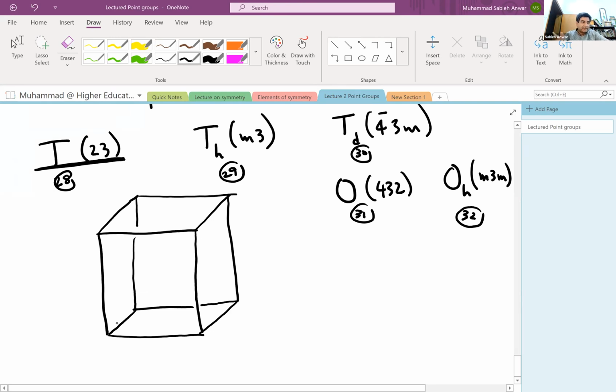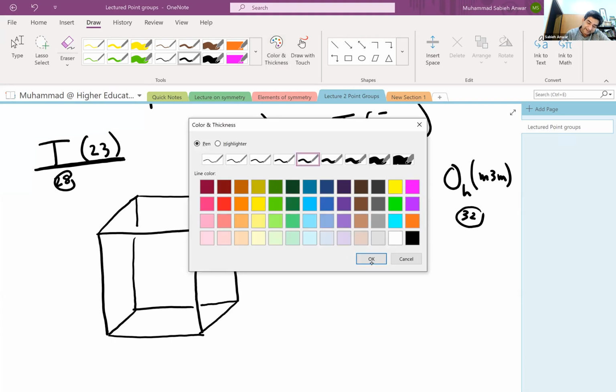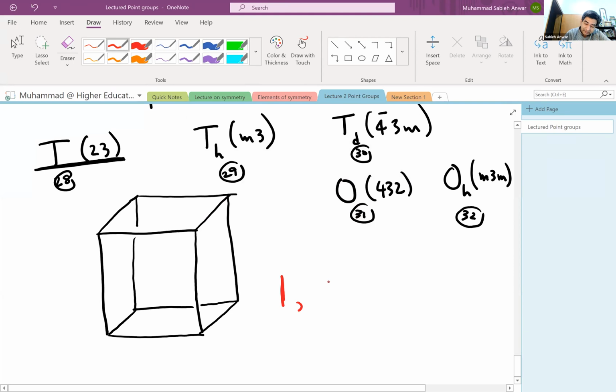Now, the 2-3 point group has the following elements. Of course, it has the identity. The identity is always there. Then it has four 3-axes, four threefold axes. I'm putting the threefold axis in slightly bold. Those threefold axes, and there are four of them, lie along the body diagonal. So I connect this point to this point over here. This is a threefold axis of rotation.